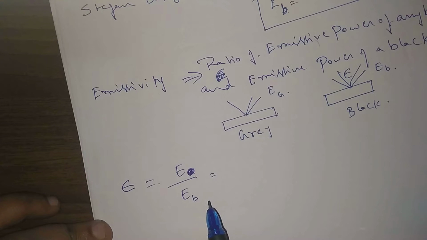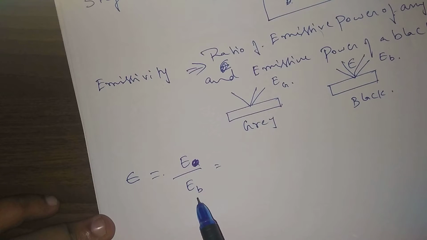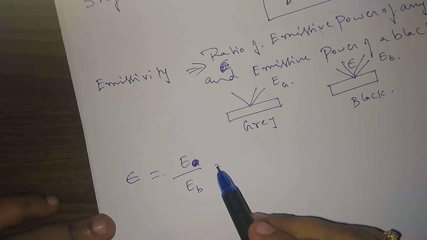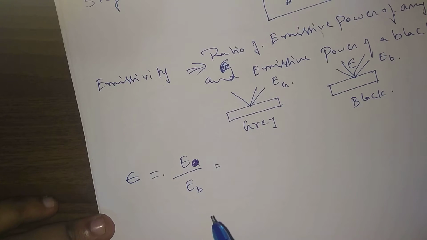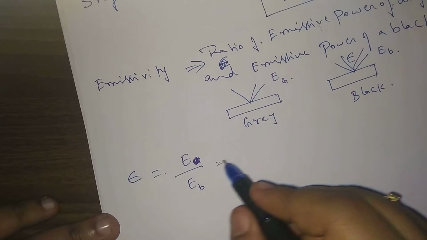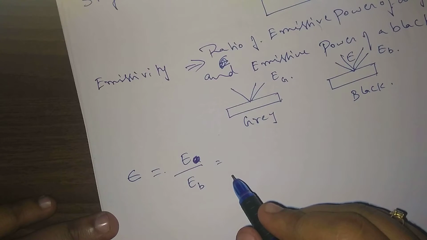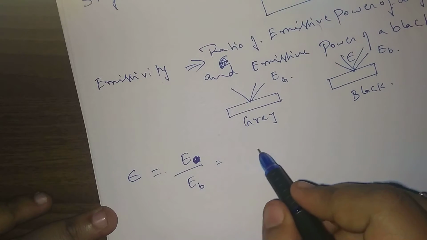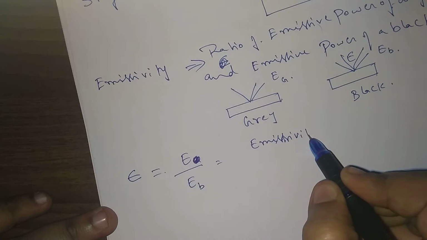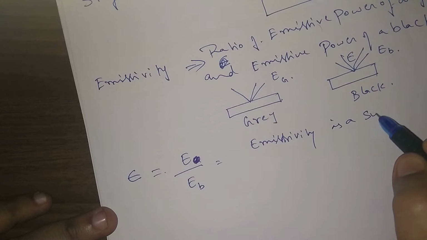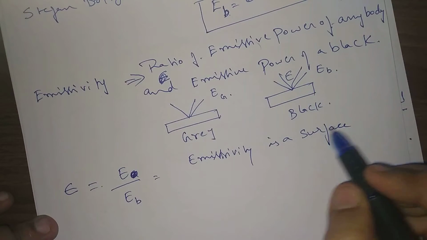It is quite natural that for a given temperature, the emissive power of a black body will always be higher than that of any other body. So epsilon will always be less than 1 for any given body compared to a black body. This is the definition of emissivity. Emissivity is a surface property.